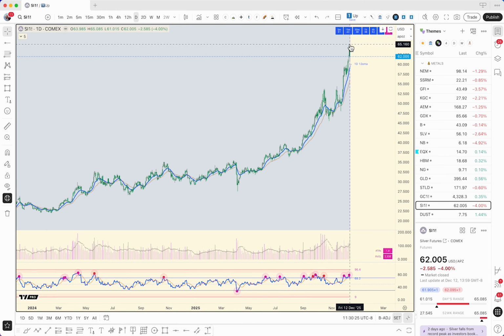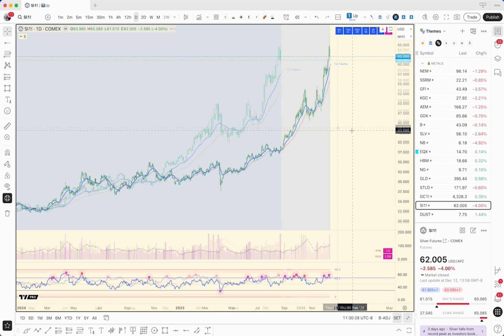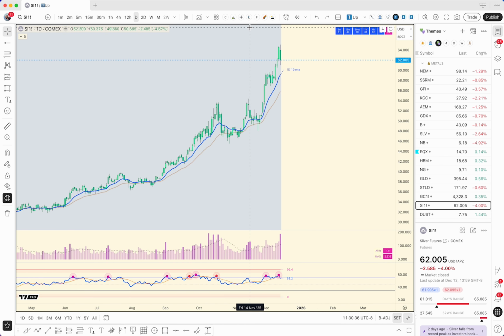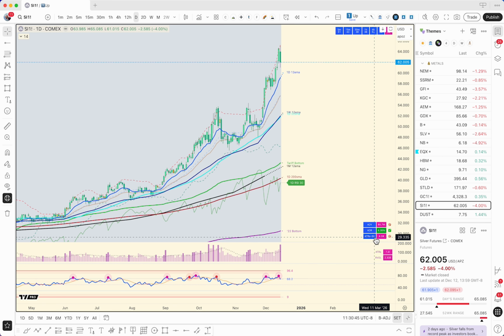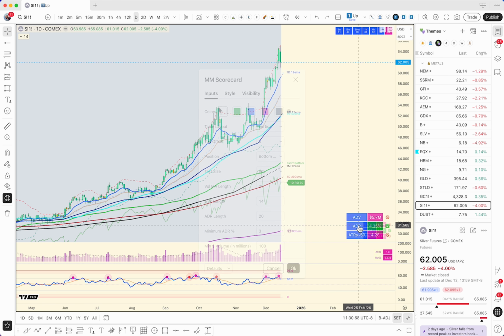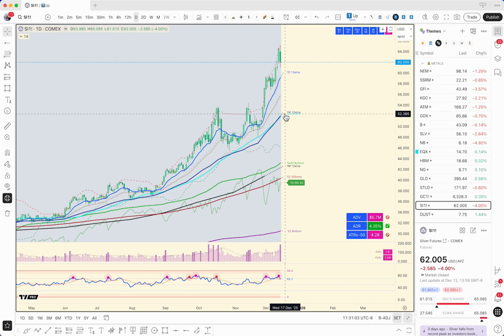I feel like silver needs a rest, because you can see the curve, like how long can this curve continue to just accelerate to the upside before it just needs a climax. One of the things I try to look at is the number of ATRs that a stock is from the 50-day simple moving average. Yeah, this thing is 4.28 ATRs from the 50, which is a little extended. That's the blue line down here, the aqua blue line. So it's a little extended to the upside.